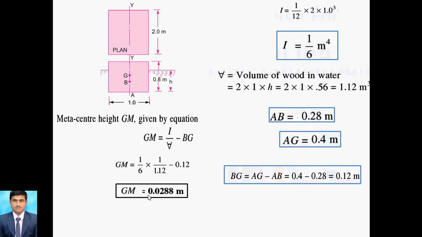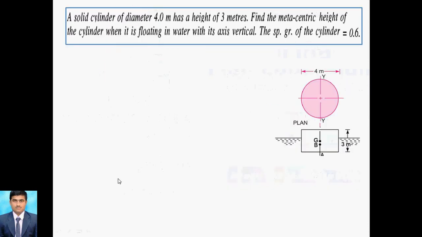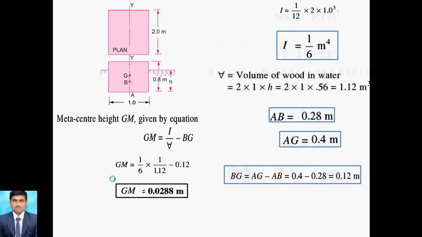A positive value indicates that the system is stable, because the metacenter is at the above side and G is at the below side. G being below means the weight of the ship is at the below side. So that indicates the ship is safe, or we can say the ship is stable. So this is regarding this problem.